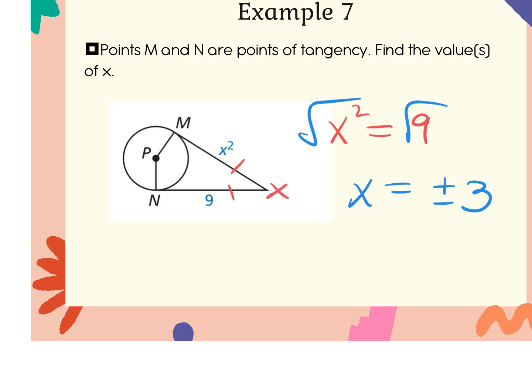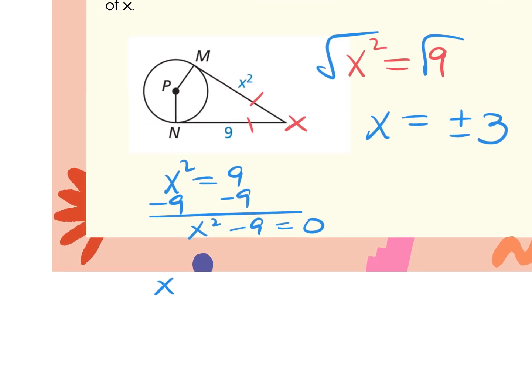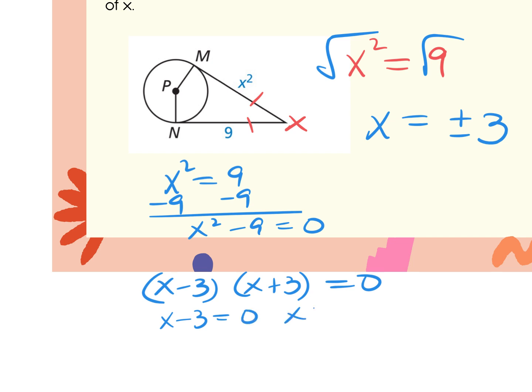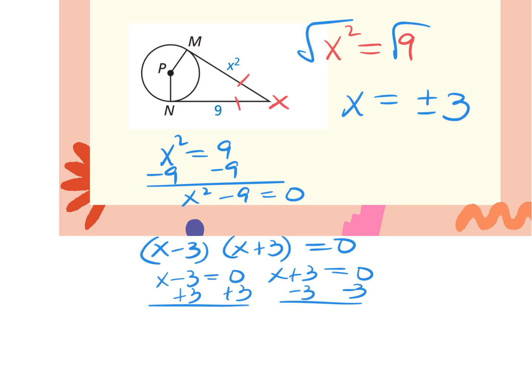Now, this one could have also been solved by subtracting the 9 and getting x squared minus 9 equals 0, and then factoring it into x minus 3, x plus 3, and then setting each of the factors equal to 0. So this question could have been solved either way. So when you're doing the homework tonight, I will accept either way of showing the work. So -3 and +3. Now the next one, we actually have to turn it into a trinomial.